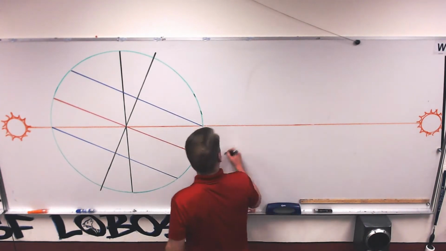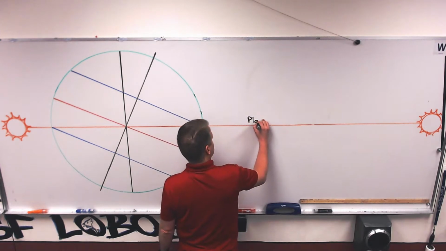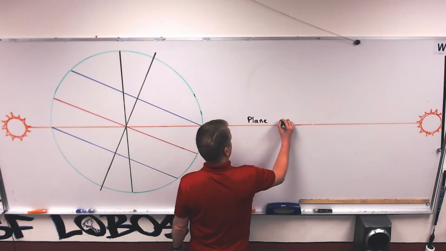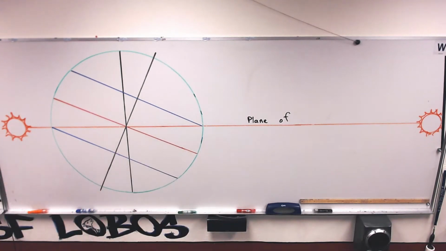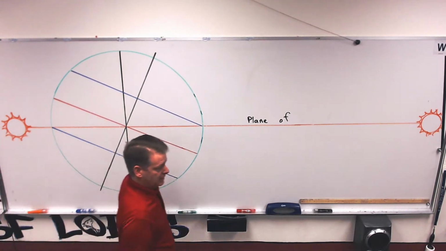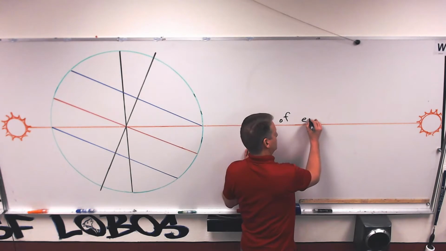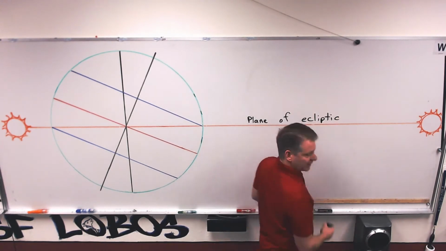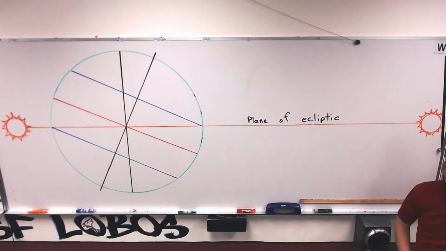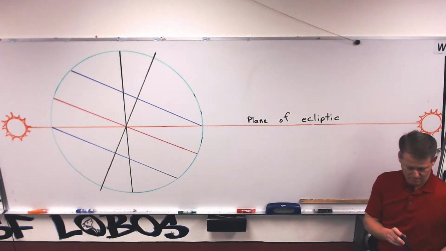It's called the plane. We did talk about this once. Plane of, when we talked about astronomy, when we talked about the solar system. Plane of ecliptic. Thank you. The plane of ecliptic. Now, what is the plane of ecliptic?